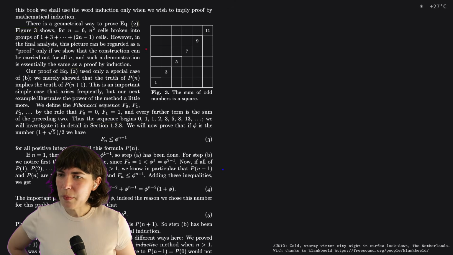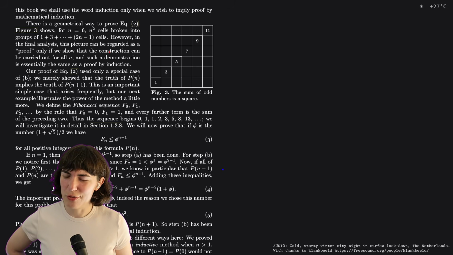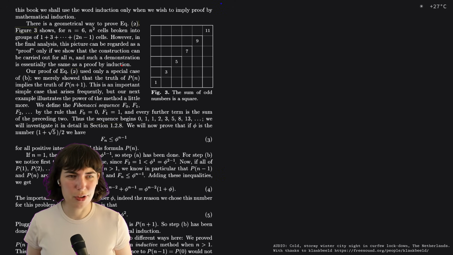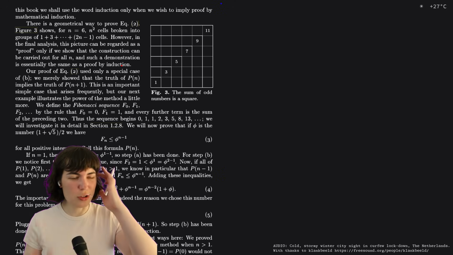Okay. However, in the final analysis, the picture can be regarded as a proof only if we show that the construction can be carried out for all n, and such a demonstration is essentially the same as a proof by induction. Okay, fine.